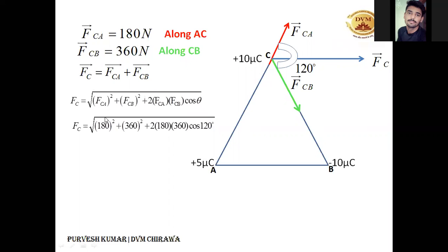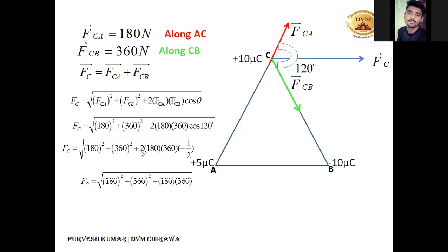FCA is 180 square. FCB is 360 square. 2 in the formula itself. Then again FCA 180, FCB 360, and cos theta. Theta is the angle between FCA and FCB, that is 120. And we know that cos 120 is minus half. Now putting the value of cos 120, I'll be getting 180 square plus 360 square plus 2 into 180 into 360 into minus half. This 2 will get cancelled out by this 2, and you are left with 180 square plus 360 square minus 180 into 360.